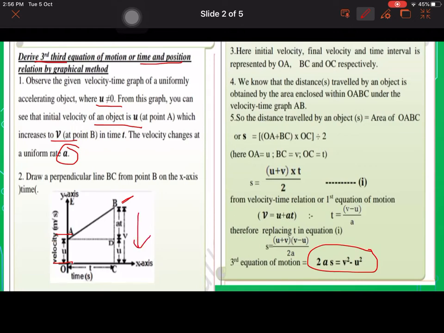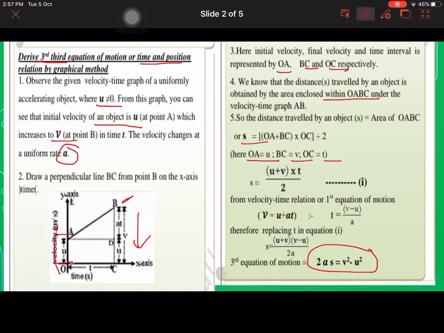Here the initial velocity, final velocity and time interval are represented by OA, BC and OC. Initial velocity is OA, final velocity is BC and time interval is OC. We know that the distance travelled by an object is obtained by the area enclosed by OABC. This is the trapezium. So area of OABC, S is equal to (OA plus BC) into OC divided by 2. So here OA is u, BC is v and OC is t.